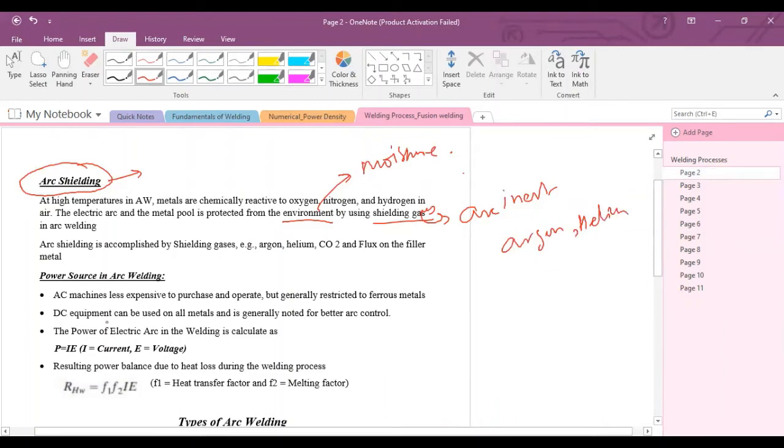used. Power source in electric welding: there's a formula, P = IE. E is the potential difference and I is the current. If we multiply these two, current and voltage, we can calculate the power of the electric arc produced in electric arc welding.